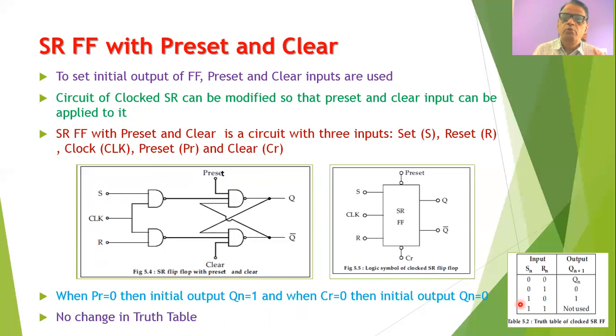And when both the inputs Sn and Rn are equal to 1, then this state cannot be used by the SR flip-flop, because both the outputs Q and Q bar will try to become the same, and this is against our logic, and therefore this state is not used in SR flip-flop.